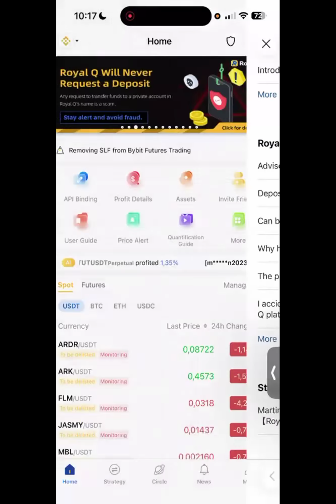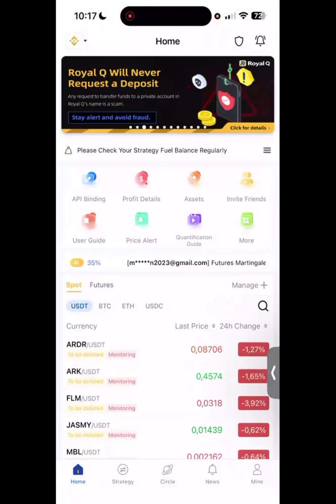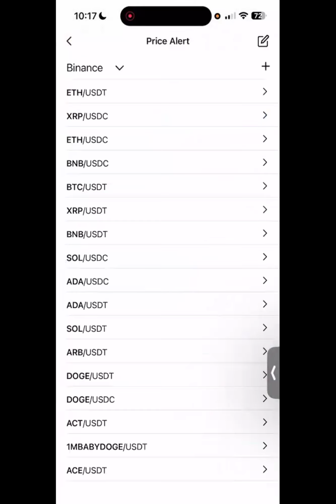All right, so let us move out of user guide and go to price alerts. What is price alert? So this is a unique feature that you can use to track the coins that you are trading or your favorite coins. So if those coins increase in value or should they decrease, you are being alerted so you can take position in the market. So that is what the price alert is there for.